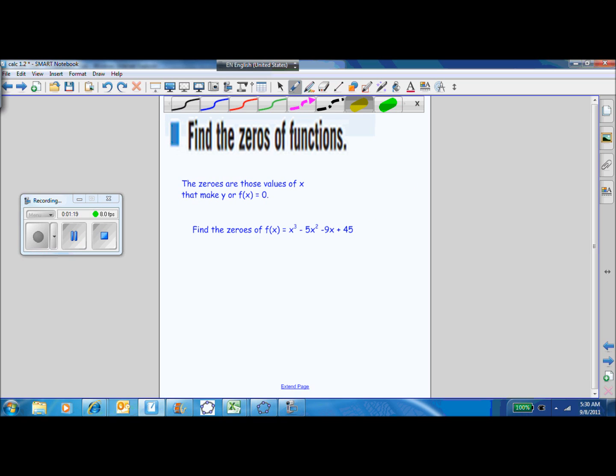Now, finding the zeros of a function. They're called zeros because it's when the value of the function equals 0. So not when x equals 0, that'd be the y-intercept. It's when the y is equal to 0. So to find the zeros of this, we set f of x equal to 0.